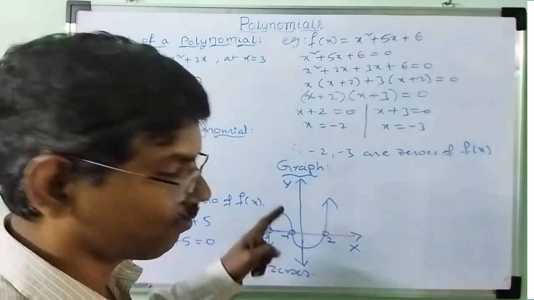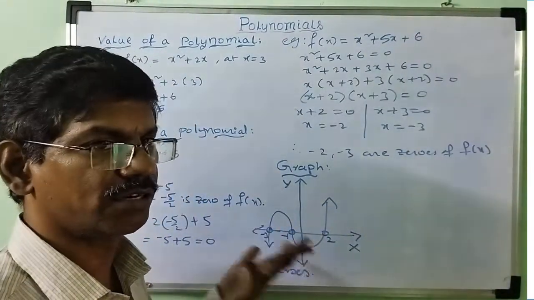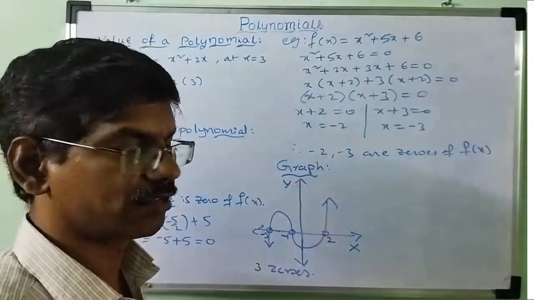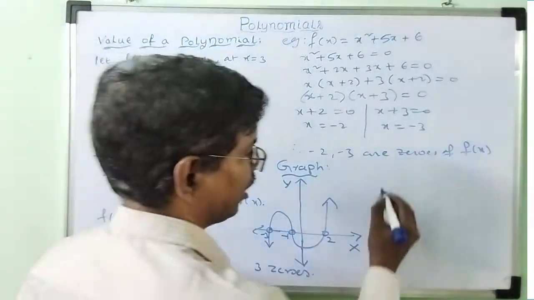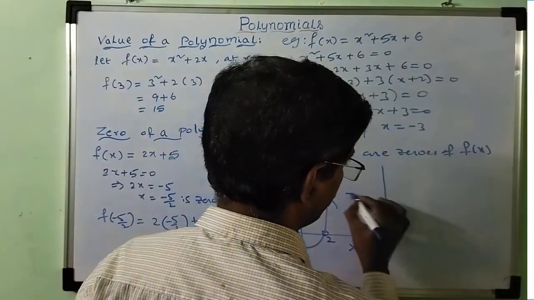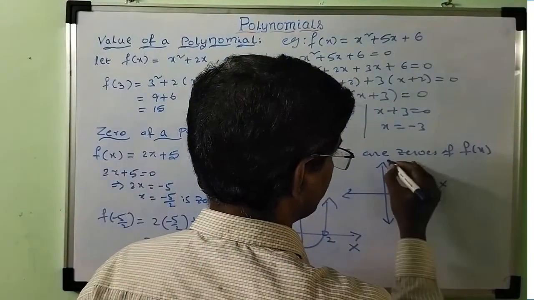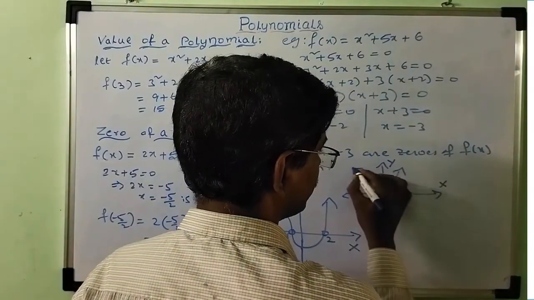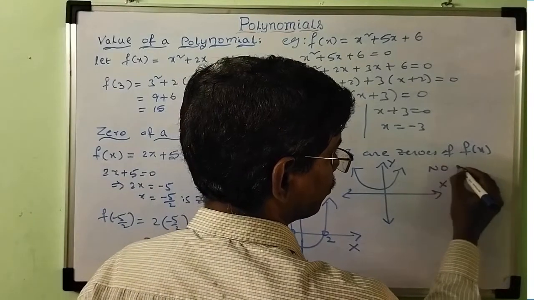It is intersecting the y-axis at one point, but don't consider where or how many points it is intersecting the y-axis. We have to check at how many points it is intersecting the x-axis. If the graph is not intersecting the x-axis, then there are no zeros. So here I am taking one more graph. Here it is the x-axis and this is the y-axis. If the graph is like this, it is not intersecting the x-axis anywhere, so there are no zeros.